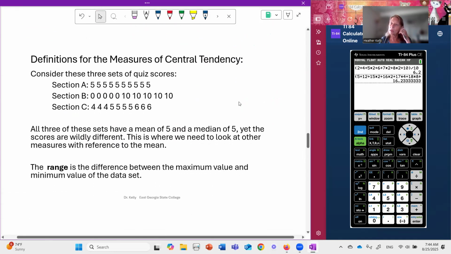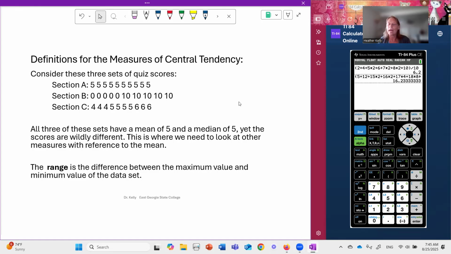Okay, so let's talk about the measures of central tendency. Consider these sets of quiz scores, okay? Say one section of my class got all fives on their quiz. Another section, half of the class got zero, and the other half of the class got tens. And then another section, we had three fours, four fives, and three sixes. And if you take the mean of all of these three situations, the means are going to be exactly the same. But if you notice that doesn't tell the story, right?